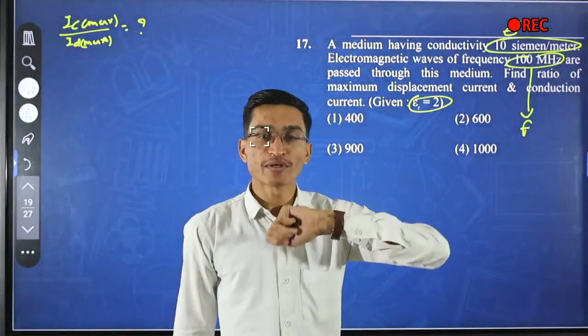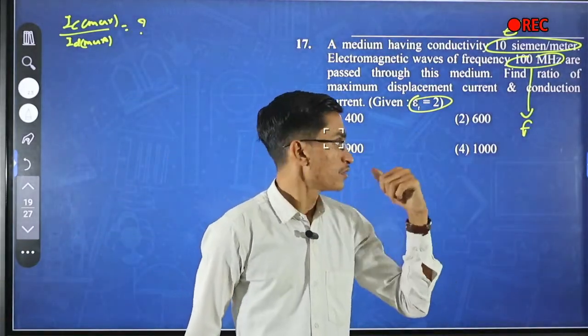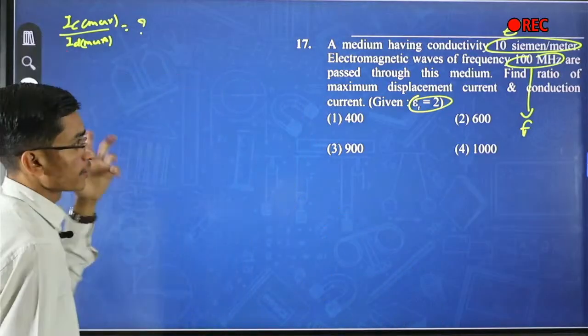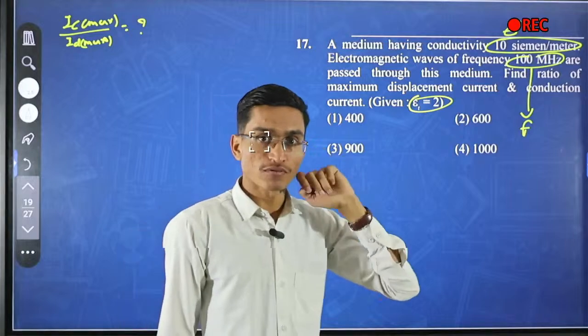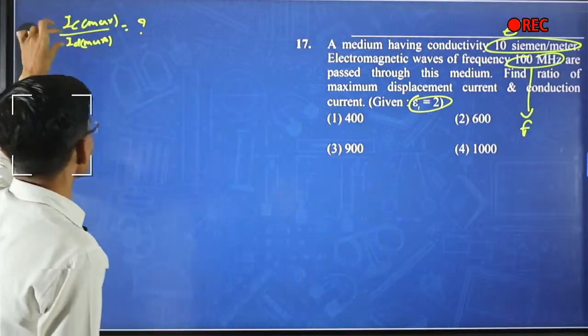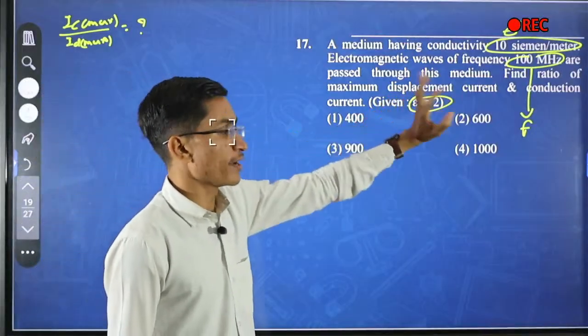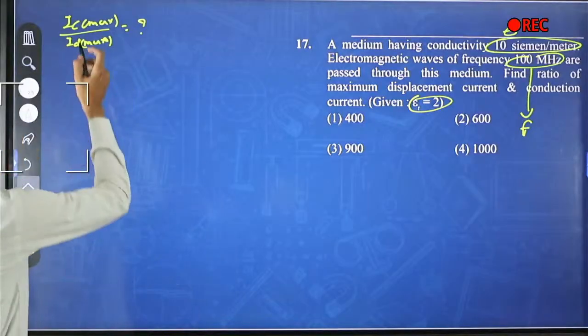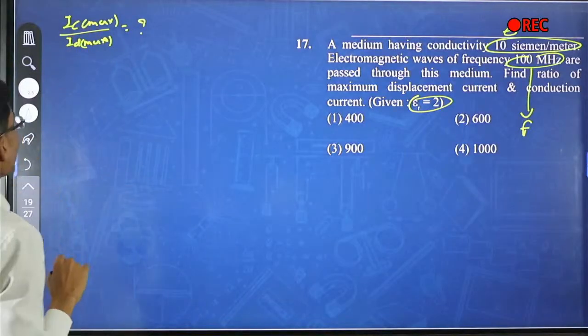These questions are memory based questions, so some changes are in this question. So we will find IC by ID, and the answer is given according to this ratio. So we will find IC by ID instead of ID by IC as in the question. Okay. So first we will solve for IC.